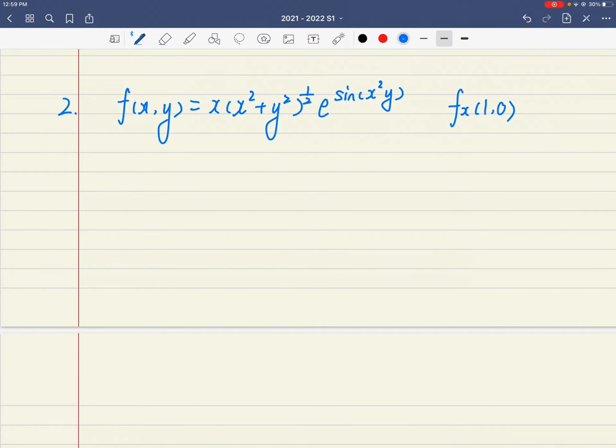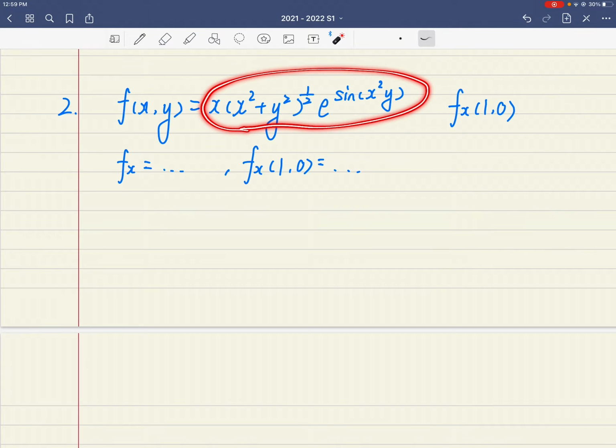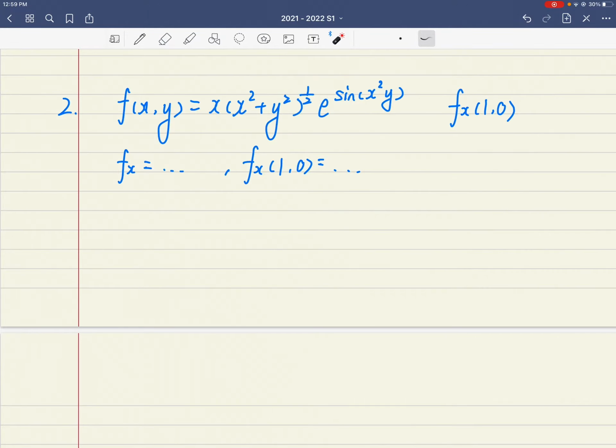Right, so what do we do? Okay, you can of course get f_x first, right? You can get this expression, and then you can substitute x with 1 and y with 0, and get the answer. Right, this is what we usually do, but if you try to get the partial derivative with respect to x, you can see it contains 3 factors of x, and so it takes a lot of time.